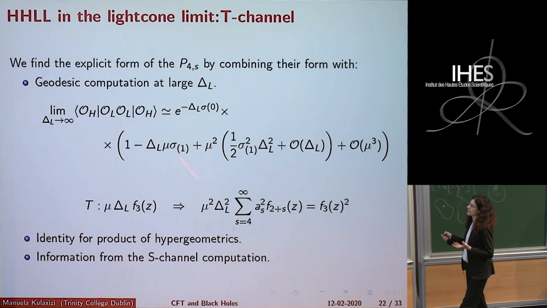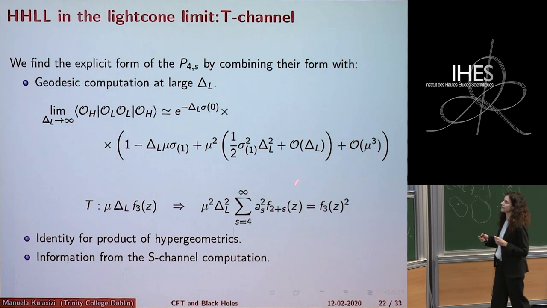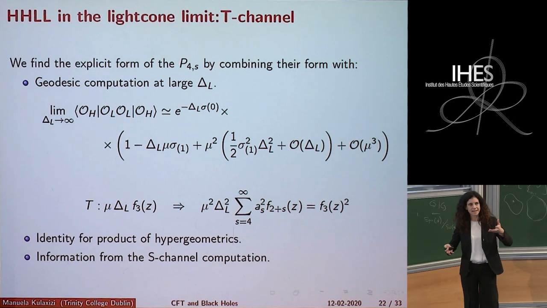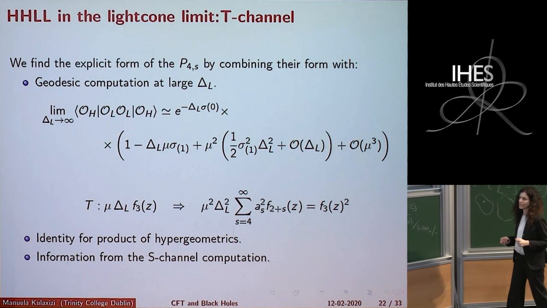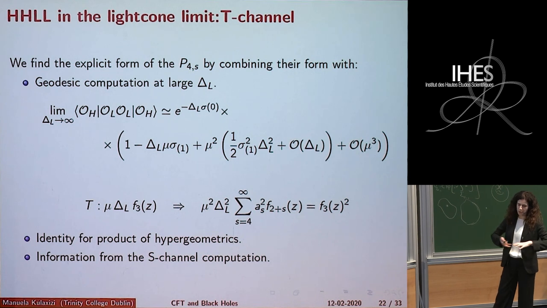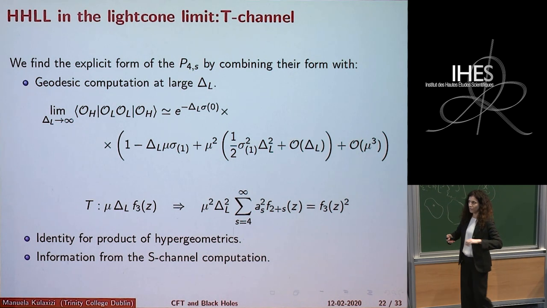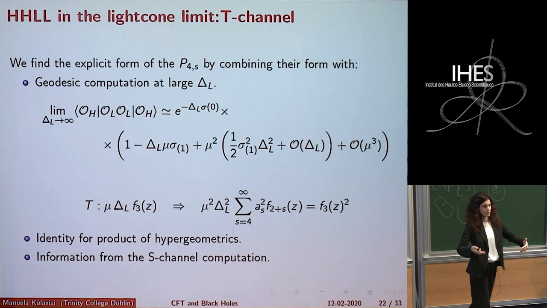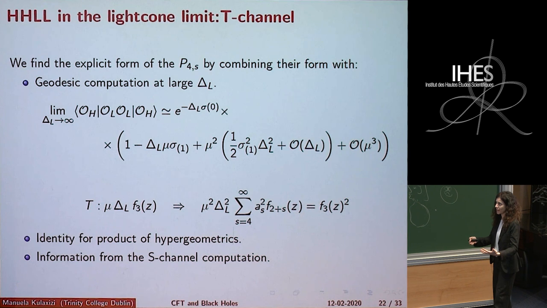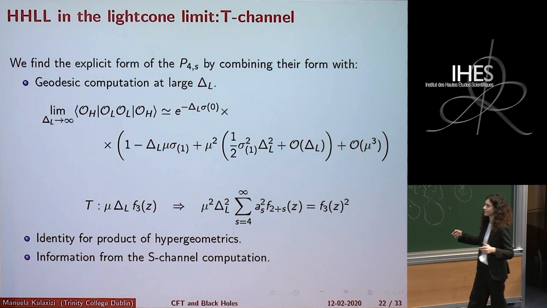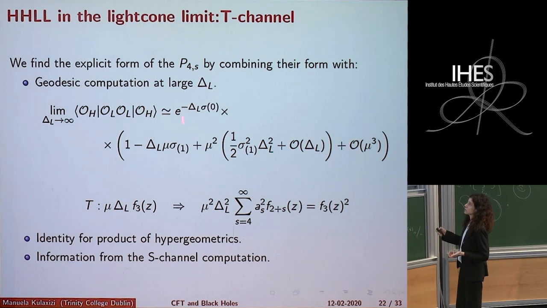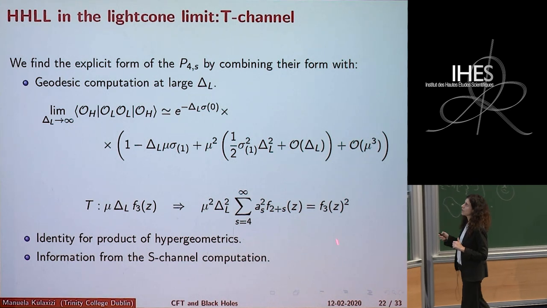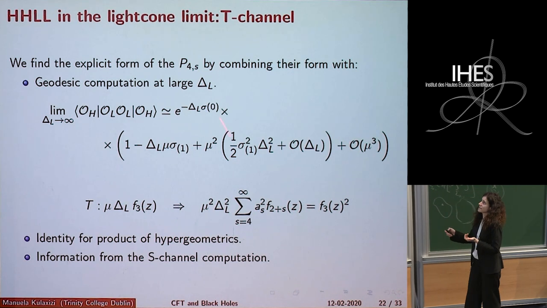The first thing that helped us was the fact that we knew that in gravity, when we have a large delta light, we can compute the two-point function of this operator. Remember, it's a two-point function in a thermal background. We can compute it through the black hole calculation by some geodesic computation. You can do some regularization, that's not important. But let's suppose now that this is the result in AdS.